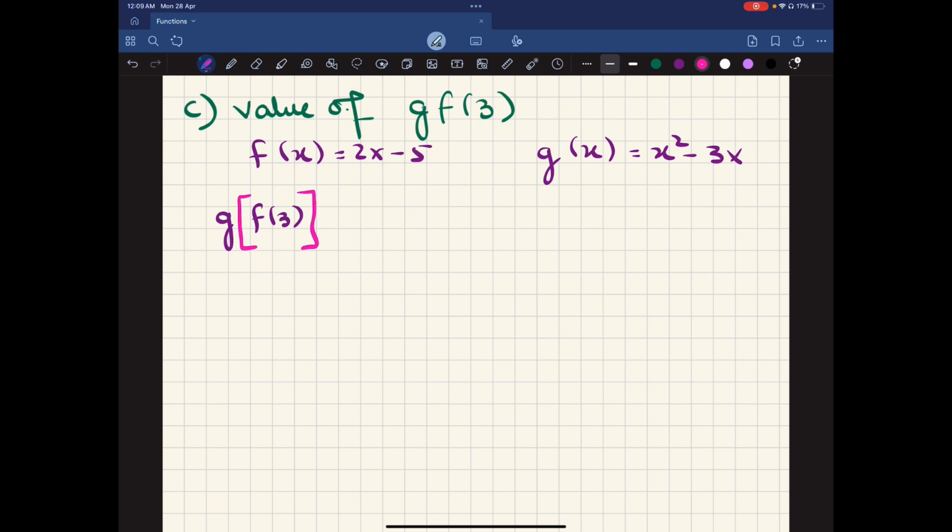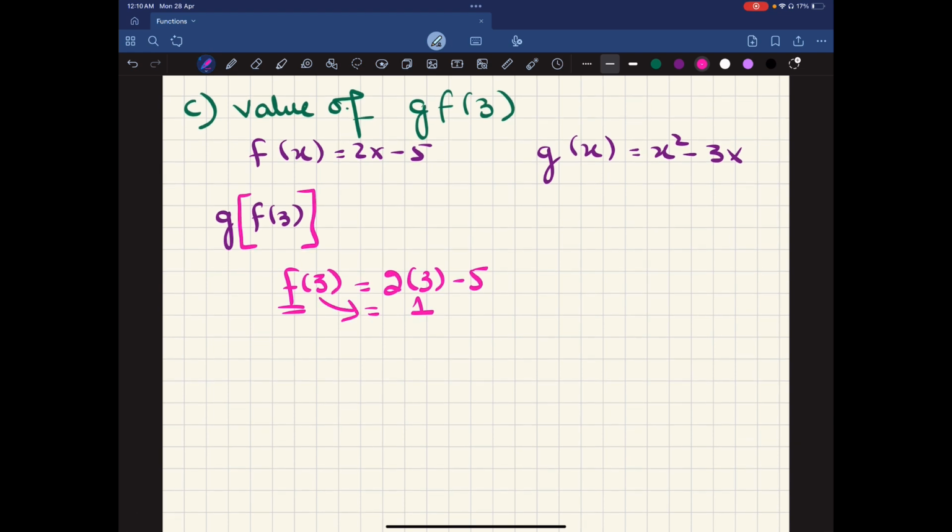What is f of 3? We first need to find f of 3. How are we going to do that? We're going to go to function f and substitute 3 in place of x. So 2 times 3 minus 5, which is 6 minus 5, which is 1. So what is f of 3? f of 3 equals 1. We're going to make this substitution here. So f of 3 is 1, so g of 1. That is what you have to find.